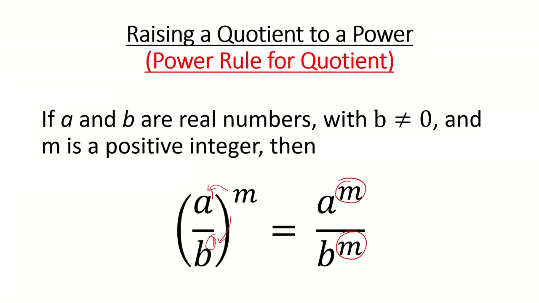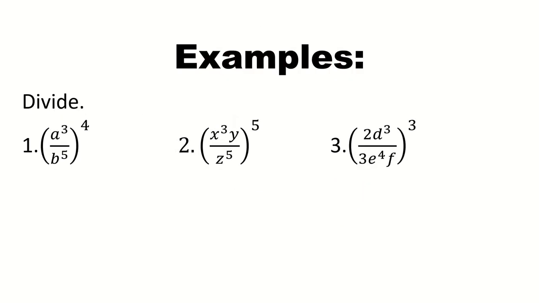So, try natin sumagot ng mga examples dito. So what is the fourth power of a cubed divided by b to the power 5? So yun nga, meron tayong dalawang base and then division. And then both of them are being raised to a power 4. Yung gagawin is a to the power of 3 times 4, b to the power of 5 times 4. So, 3 times 4 is 12, 5 times 4 is 20. So this is our answer.